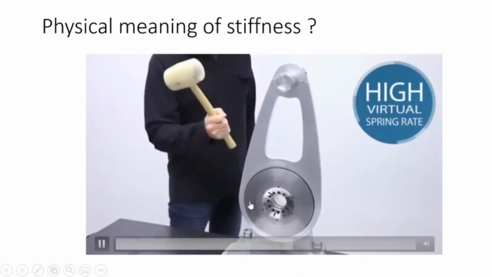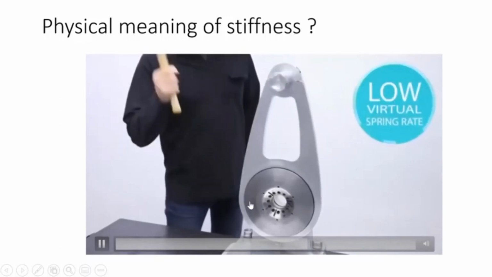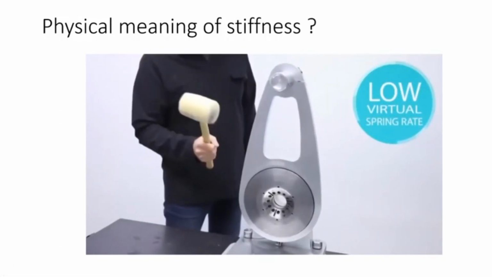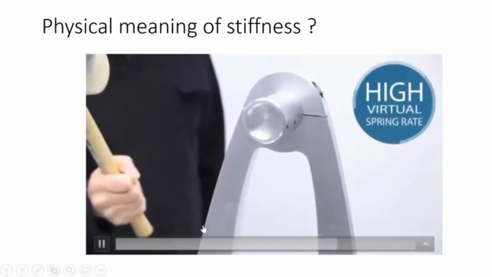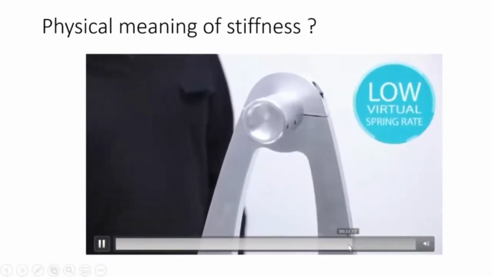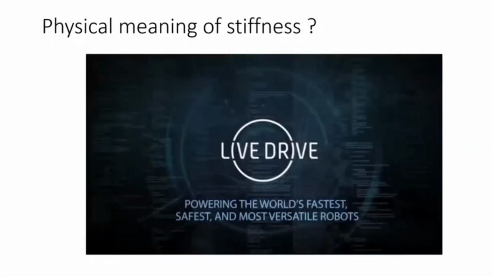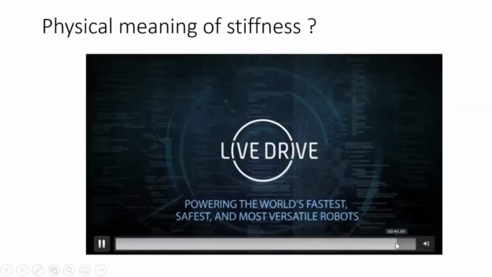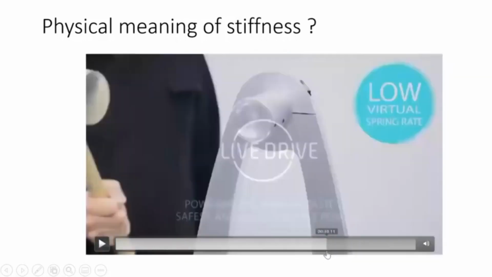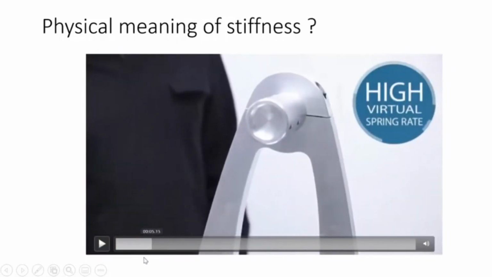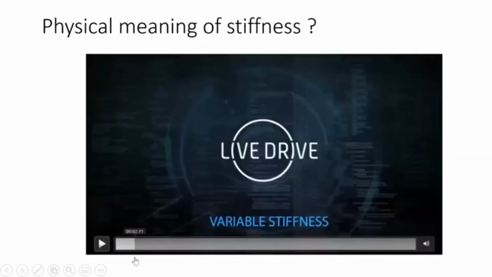Impact force, high virtual spring rates. Okay, low virtual spring rates. So basically what you're seeing is that this device or this mechanism is behaving like a spring, and whether it's a high stiffness or a low stiffness, that is the one that is going to determine how the system is going to behave. Okay, so here we saw that this was a low spring rate.